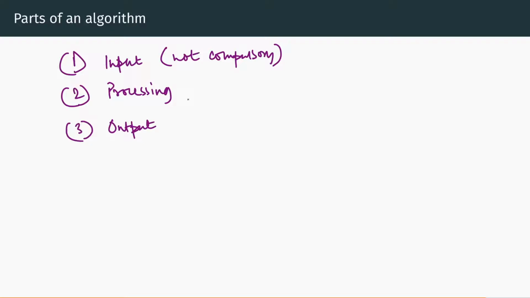The second part is processing, obviously, which does the bulk of the work. And finally is the output, which is the solution to the problem that you're trying to solve, right? So if we have to change our tea making algorithm so that it now takes input, what inputs can you think of? Okay, so let's say you want to pass some input to the tea making algorithm. What inputs can you think of?